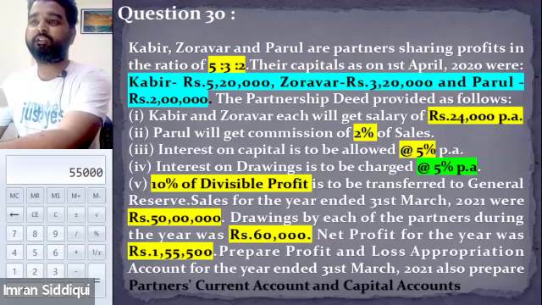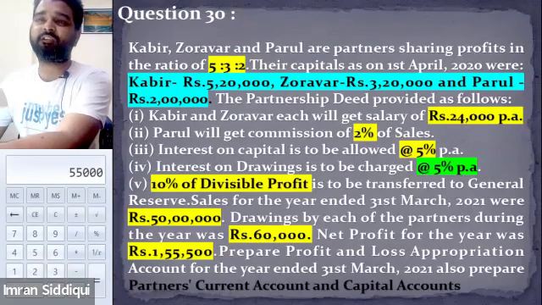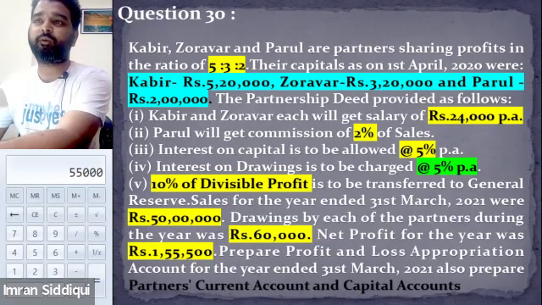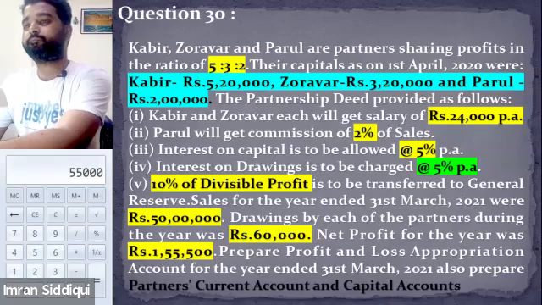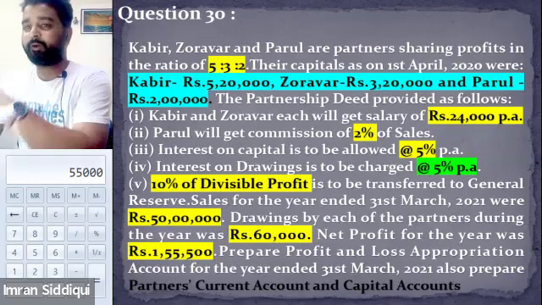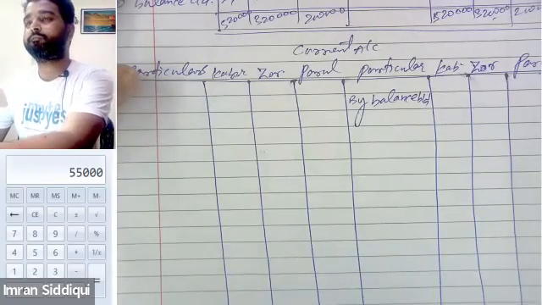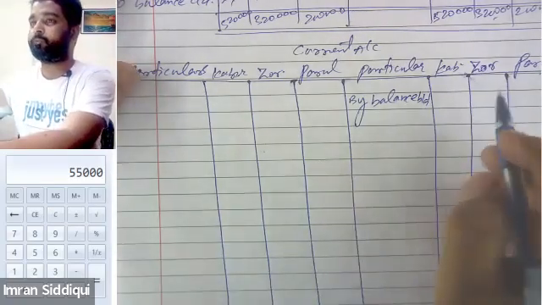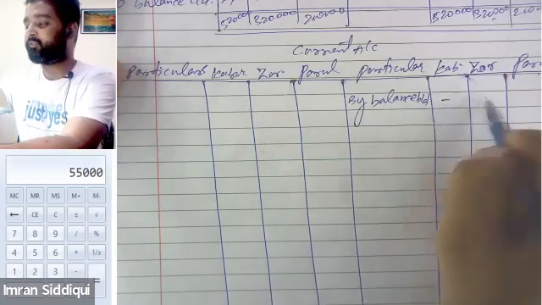Guys, nowhere in the question is the current account balance given. Only the capital account balances are given. In the third line, you can see their capital as on 1st of April 2020 were Kabir's 520, Zoravar's 320, and Parul's 2 lakh. This is the only capital balance given. If there had been a current account balance, we would have written it here. Since there is no opening balance of the current account, we will keep it blank.